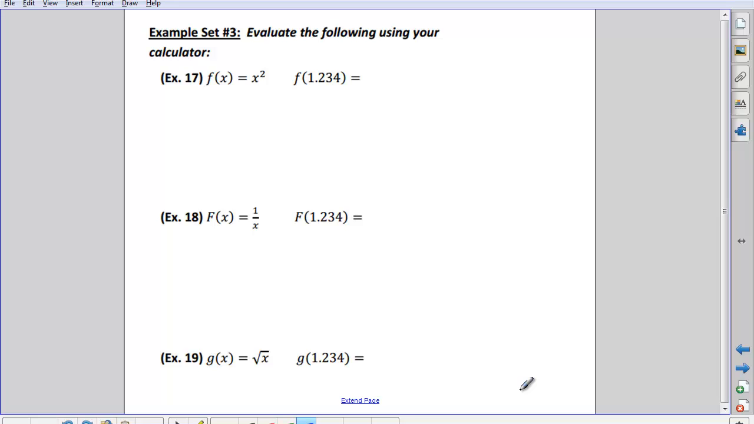And then the last thing we'll look at as far as evaluating functions is how to evaluate using your calculator. So hopefully you've got one of those TI-84 graphing calculators or something similar to it. We can actually use those to evaluate these functions. So the first one, just running through these real quick, f of x is x squared. We want f of 1.234.